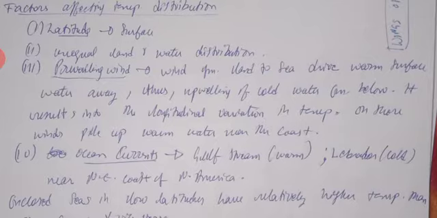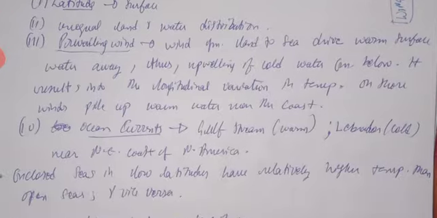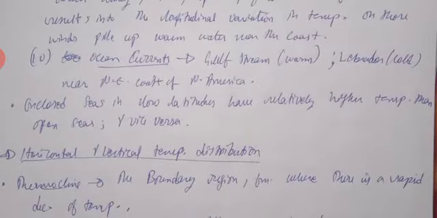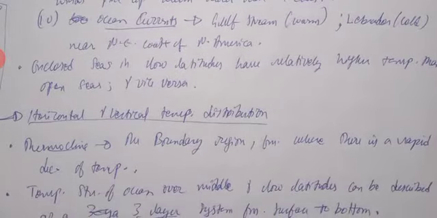Then the fourth point is ocean currents. For example, the Gulf Stream is a warm current and the Labrador is a cold current. Labrador is near the northeast coast of North America. Then enclosed seas in low latitudes have relatively higher temperature than open seas, and vice versa.